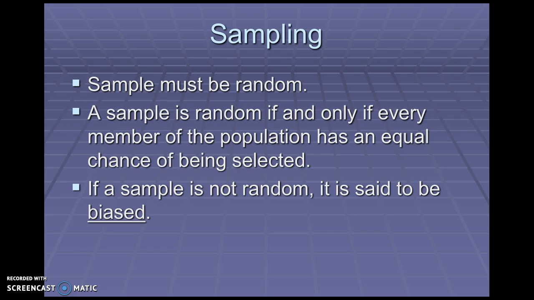For example, if you were to try and draw a conclusion about voters in the state of Colorado, and your sampling was all from Colorado Springs, you're going to get a more conservative view of the voters than if you, say, took it from Boulder. And so the idea about randomness is a sample is random if and only if every member of the population has an equal chance of being selected. If a sample is not random, it's said to be biased.